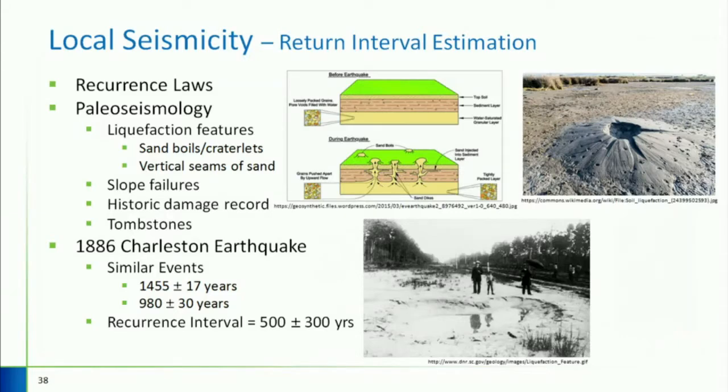So based on all this information, the Charleston earthquake has a return interval somewhere of 500 years, plus or minus 300 years. So that's a tight little window. I'm sure you guys can do the math on that one. But there's at least 2 historic events that have occurred. Those are both AD. I forgot to add that. I should have added that little detail.